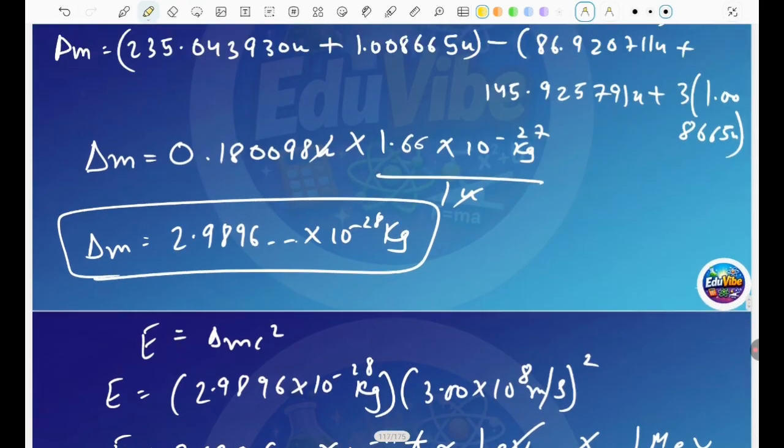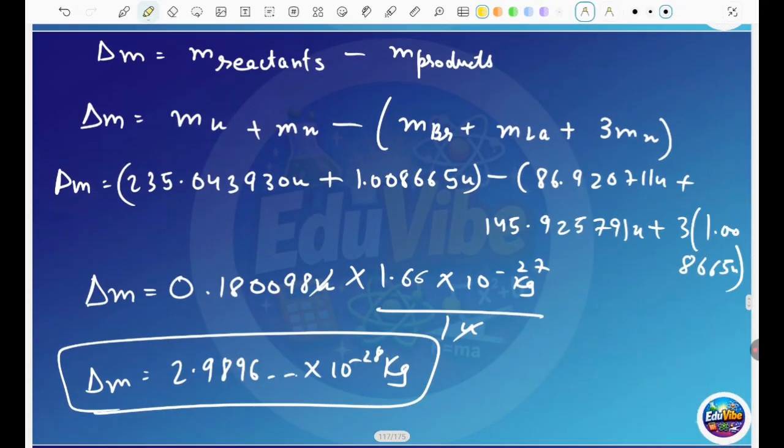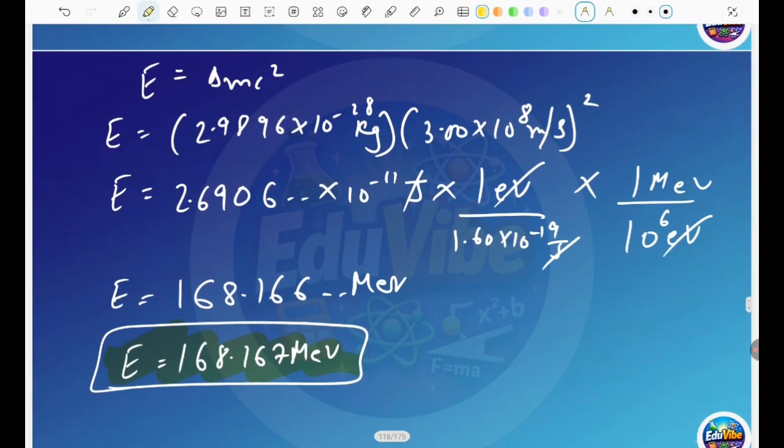So it is a long one, but an easy thing. You just have to add all the reactants, add all the products, subtract them, get the mass defect in kgs, and then do this. So this is a very long question, but an easy thing you have to do. Make sure the values are correct.